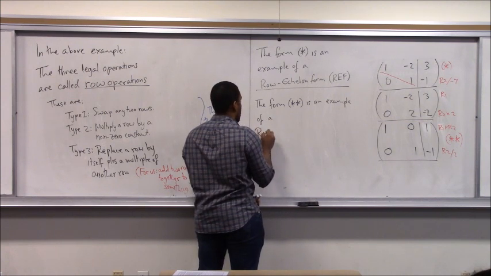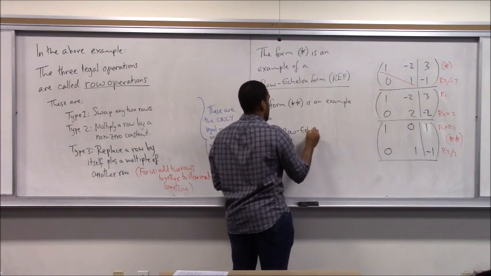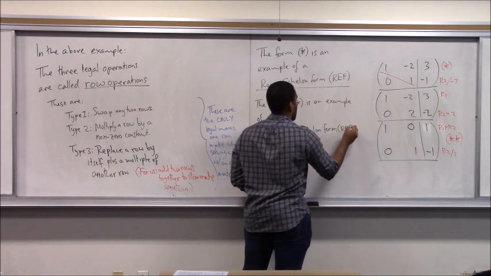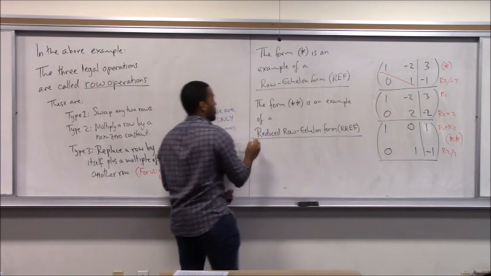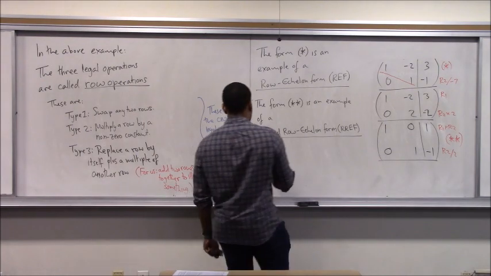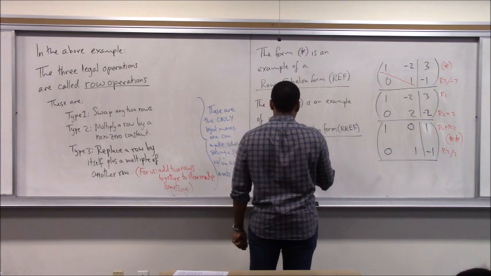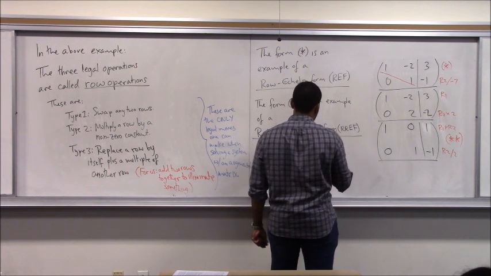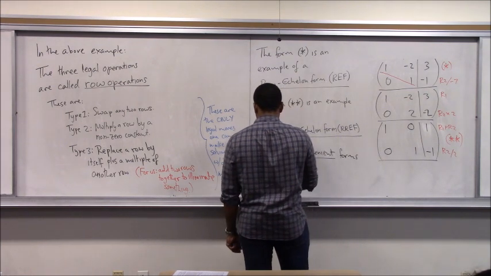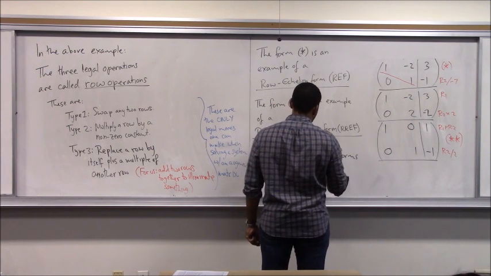The one there is called a reduced row echelon form. Both are the convenient forms needed to solve a system.